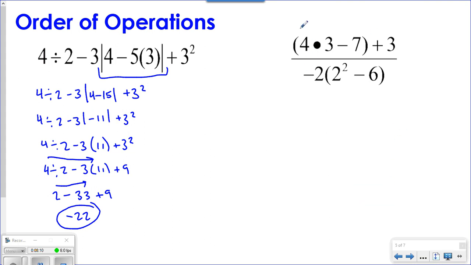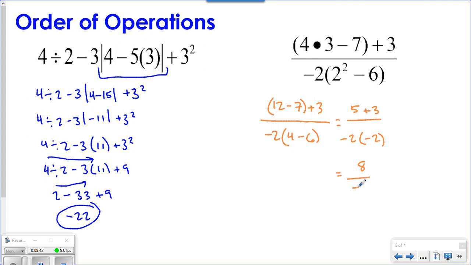Alright, so here we have this whole thing that we need to simplify, and I like to work on the numerator and the denominator kind of simultaneously. So we start inside the parentheses up top. So we have 12 minus 7 still inside the parentheses. And then in the denominator, we have negative 2. We have to start inside the parentheses here. We start with the exponent, minus 6. Then we just keep going. So 12 minus 7 is in parentheses, so that comes first. So we have 5 plus 3. And we have negative 2, and inside, another negative 2. And we keep going until it's completely simplified. And our final answer here is actually just going to be 2.